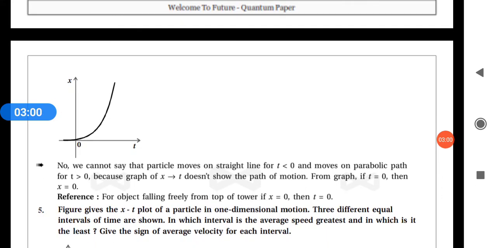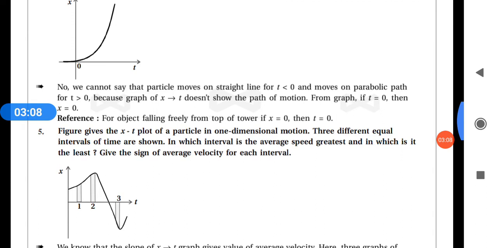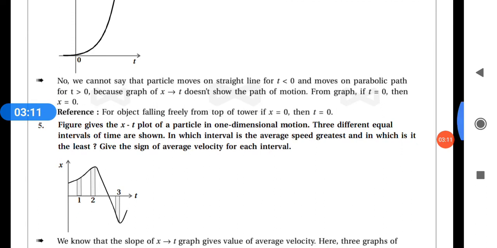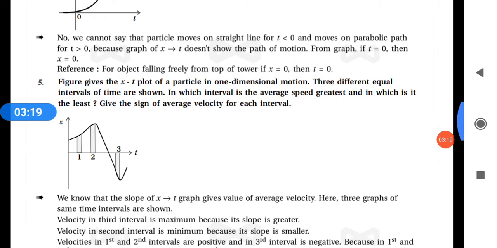So no, we cannot say that the particle moves on a straight line for t less than 0 and moves on a parabolic path for t greater than 0, because the graph of x versus t does not show the path of motion. From the graph, if t equals 0, then x is also 0. So a suitable reference is an object falling freely from the top of a tower, where x equals 0 when t equals 0.